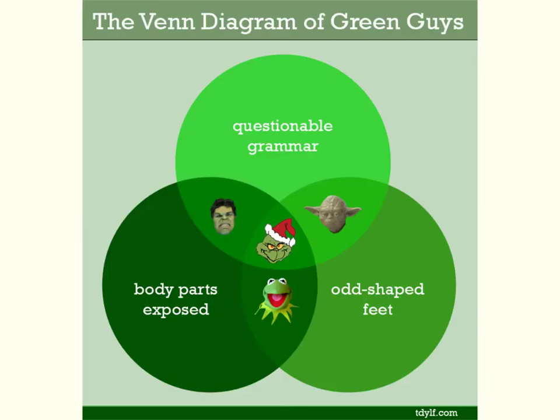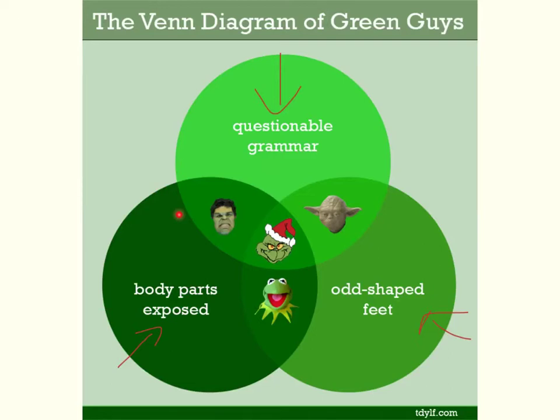Okay, so this is a Venn diagram of green guys. We've got 4 guys here, which is the Hulk, Kermit the Frog, Yoda, and the Grinch. And we've got 3 different categories. So we got body parts exposed, odd-shaped feet, and questionable grammar. You can kind of see in the middle here how the colors of the 3 circles blend together.